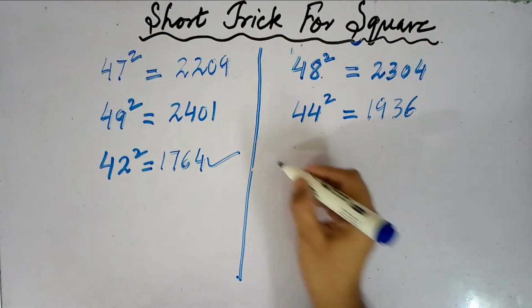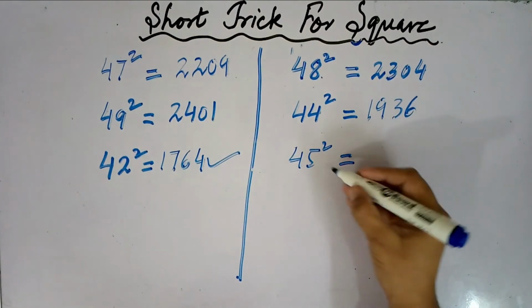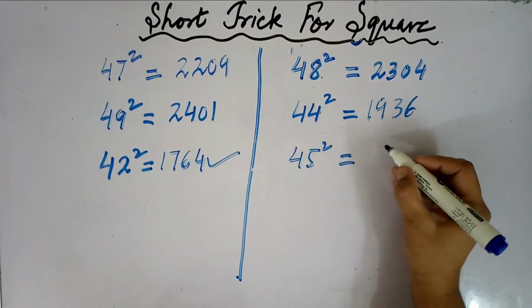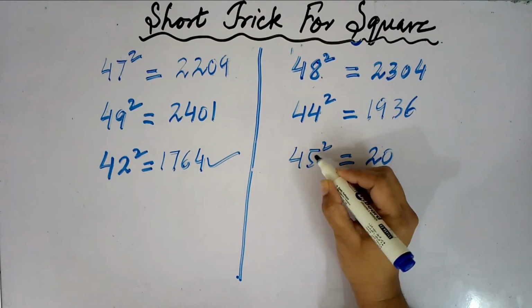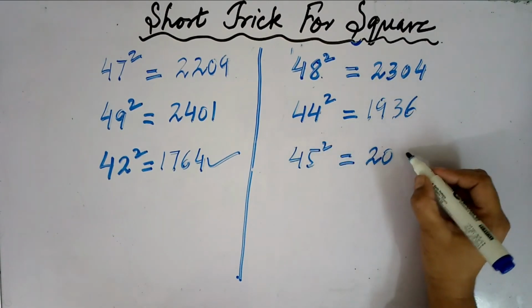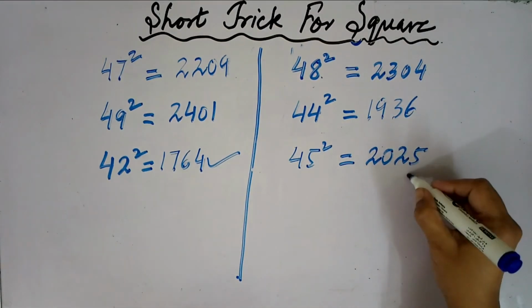Now, this is 45. I am taking out the square of 45. This is 5 less than 50. So, we will subtract 5 from 25. That will be 20. And because it is 5 less than 50, we will take the square of 5. That will be 25. This is your answer.